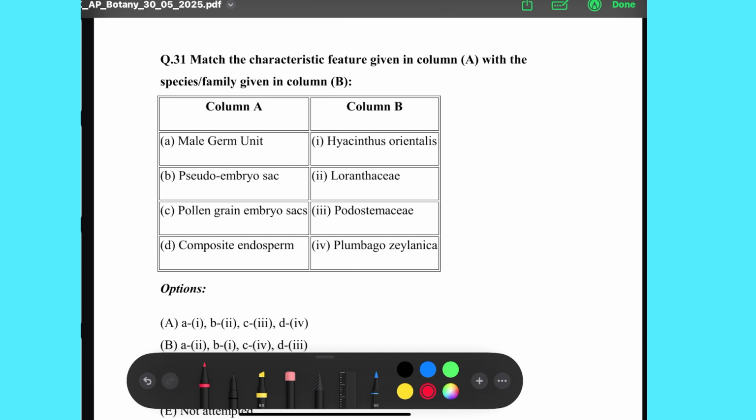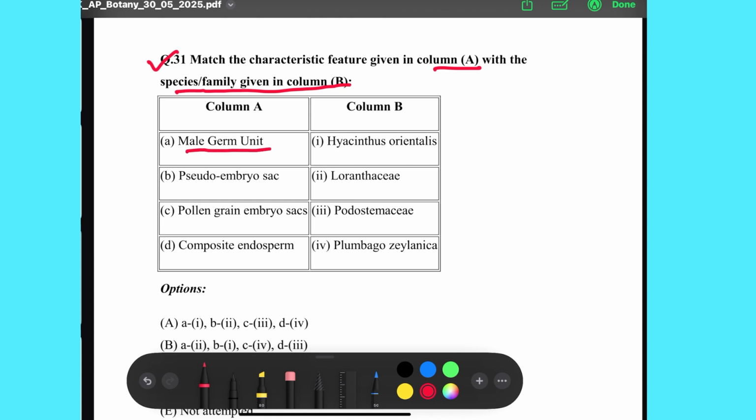लेट अस स्टार्ट फ्रॉम क्वेश्चन नंबर 31। Match the characteristic feature of given column A with the species family given in column B.